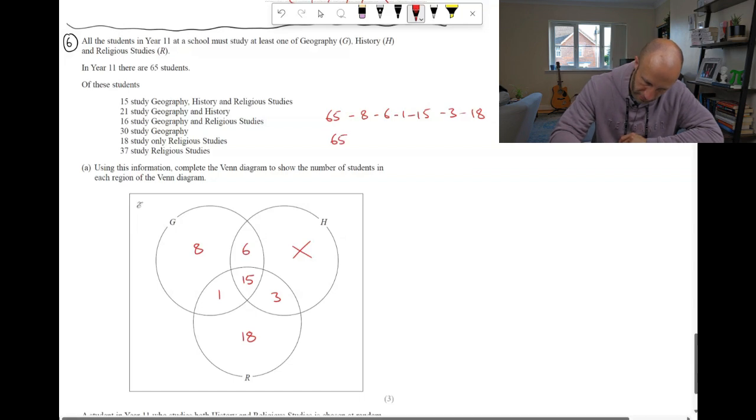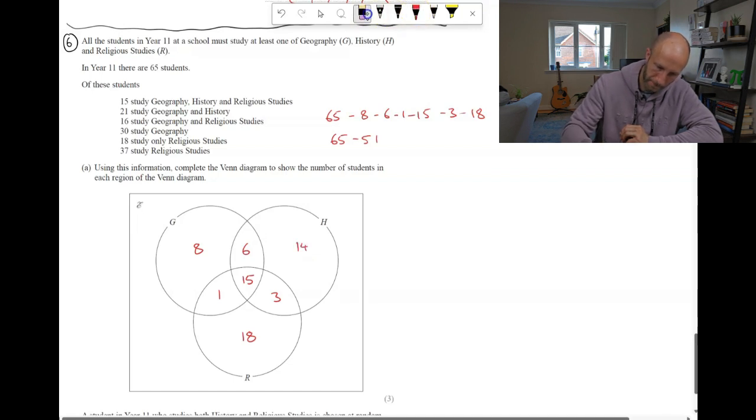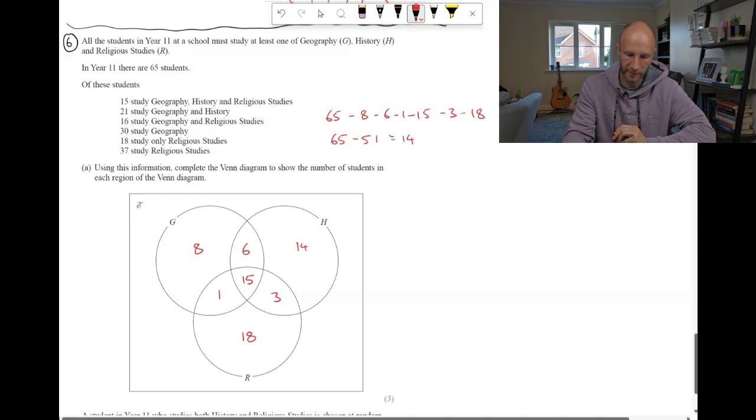So let's total this up. So 65 take away 51, I think. So we're going to have 14 people left in here. And that completes our Venn diagram. So start with the middle, start with the intersection, and move your way upwards from there.